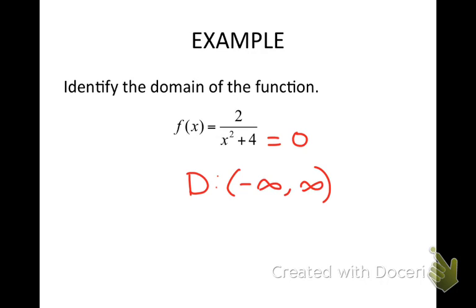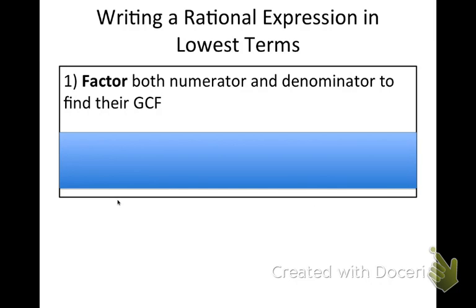All right, so we're okay with finding domain? Yeah? All right, assuming so from the silence. So now what we're going to get into is how to write a rational expression in lowest terms. So if you're asked to simplify something, how can we simplify it as far as we possibly can go?